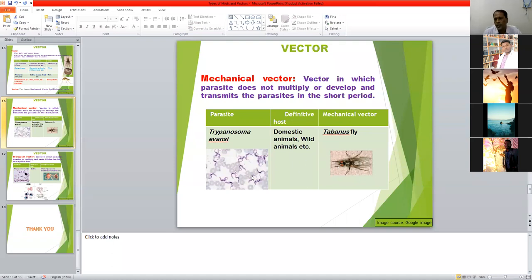ये फिर एक से लिया फिर दूसरे एनिमल का ब्लड सक करने के समय ट्रांसमिट द ट्रिपैनोसोमा एवेंसाई पैरासाइट in another host. So no development of the trypanosoma parasite in the mouth or inside the body of the Tabanus fly occurs. So Tabanus fly acts as a mechanical vector for the trypanosoma parasite. This is the important example. You always remember, Tabanus fly is the mechanical vector for trypanosoma parasite because trypanosoma parasite का कोई भी डेवलपमेंट टेपनस फ्लाई के अंदर नहीं होता है. जो भी डेवलपमेंट होता है डेफिनेटिव होस्ट के अंदर होता है.